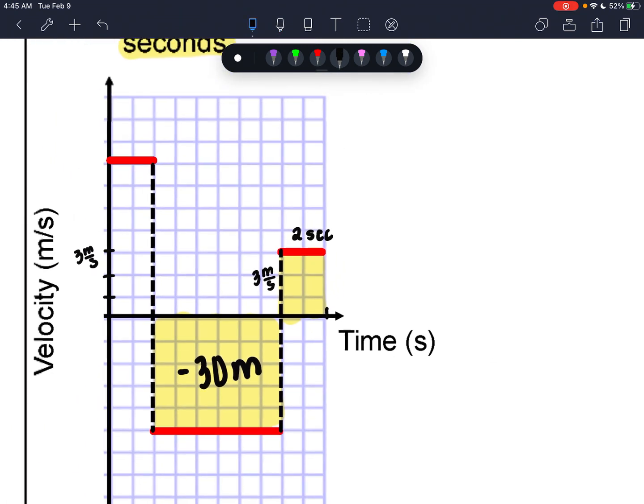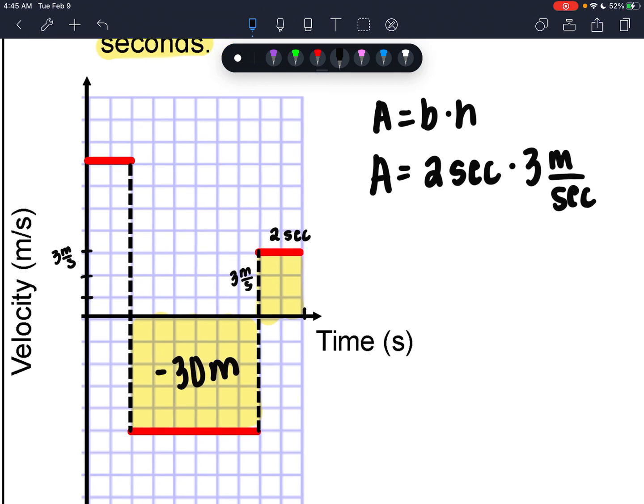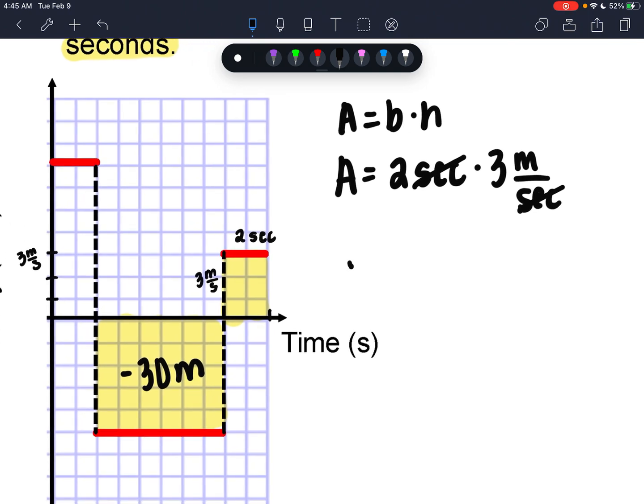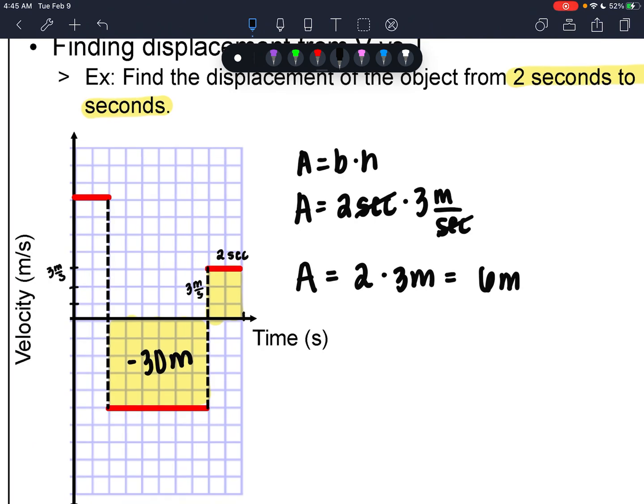So now that I've got my base and my height, I can figure out the area of that little part of the graph by doing base times height for that little part. So I'm going to do 2 seconds times 3 meters per second. And my seconds cancel out. And then I end up with, oops, that was sloppy, and I don't like sloppy. Erase that. Then I do 2 times 3 meters, and that would get me 6 meters. And it is positive 6 meters, mind you, positive 6 meters. So what does that mean?